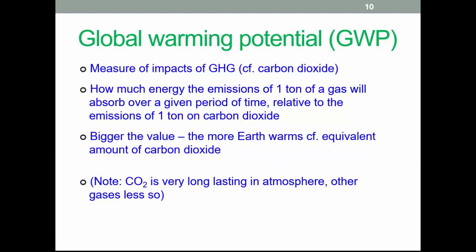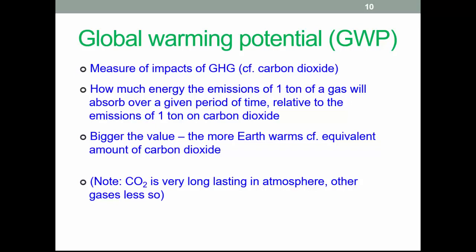So global warming potential is another measurement. It's the heat absorbed by any greenhouse gas in the atmosphere as a multiple of the heat that will be absorbed by the same mass of carbon dioxide. So again, CO2 is the standard, and the global warming potential of CO2 is set to 1. For other gases, it depends on the gas and the time frame. The concept was developed to allow comparisons of the global warming impacts of different gases.